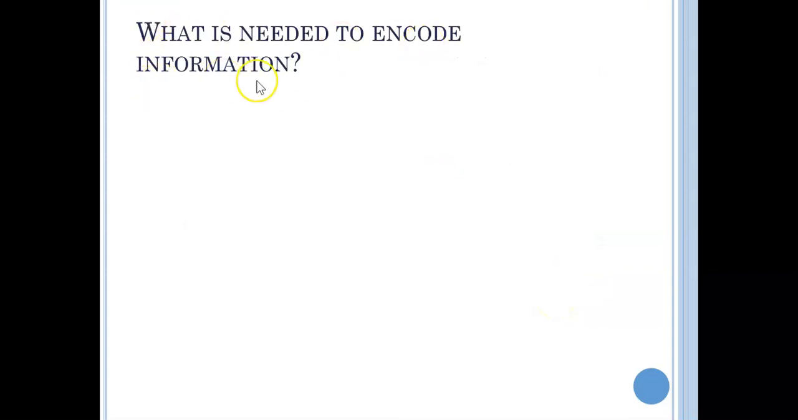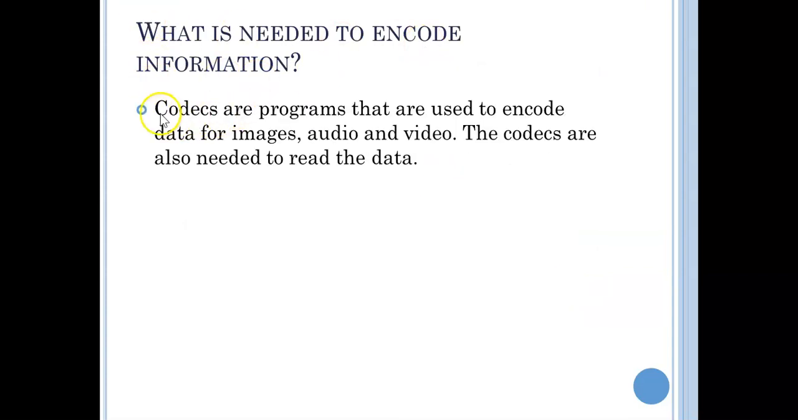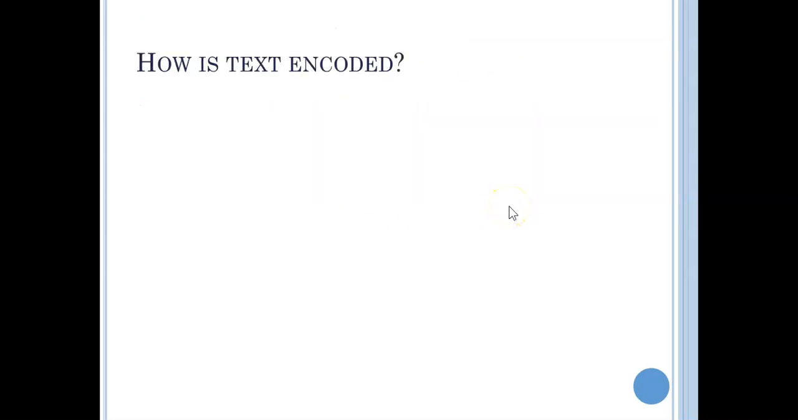What is needed to encode information? So codecs are programs that are used to encode data for images, audio, and video. The codecs are also needed to read the data. So codecs are needed to encode the information.